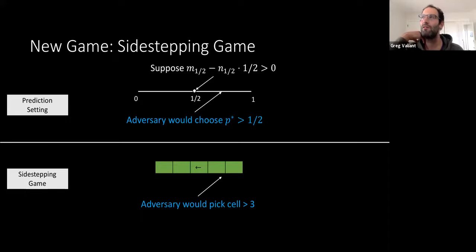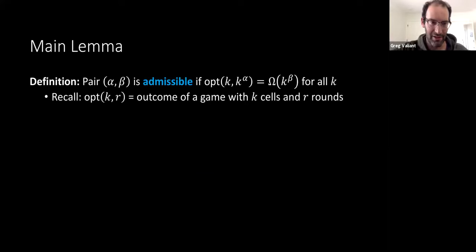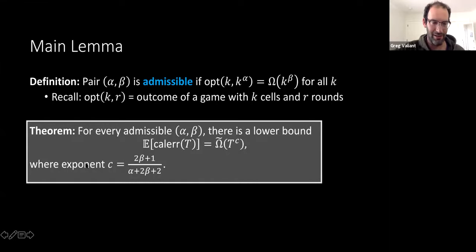So here we're sort of saying that in the sidestepping game, all it takes is one pointing to a single cell to the left of this arrow, and that arrow disappears. Whereas in the actual calibration setting, we need a bunch of zeros to show up when we predict a half to fix this calibration error. So good, yeah. That's why we shouldn't really expect an exact correspondence. But we have the following.